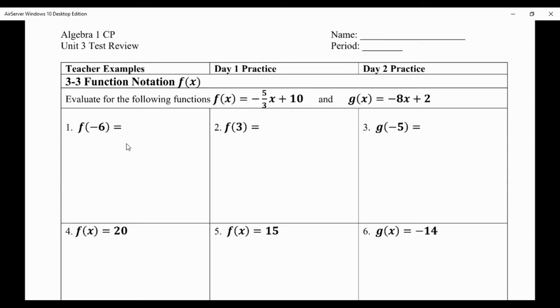The first section that will be on your summative was 3-3 using function notation. We want to evaluate for the following functions. We're given an f function and a g function. For number 1, we want to find the value when x equals -6 for the f function. So we want to substitute the value of x equals -6 into the f function.